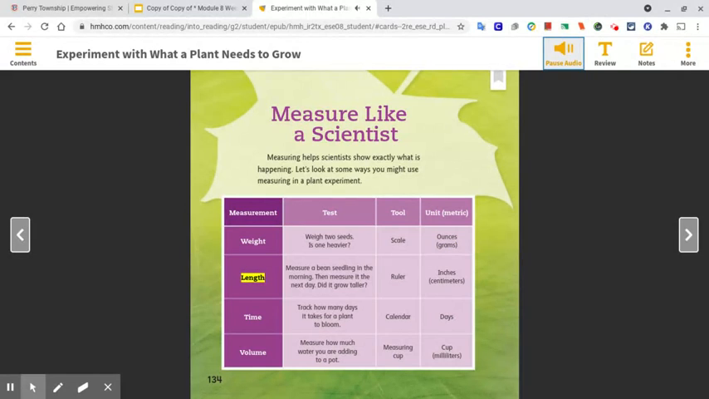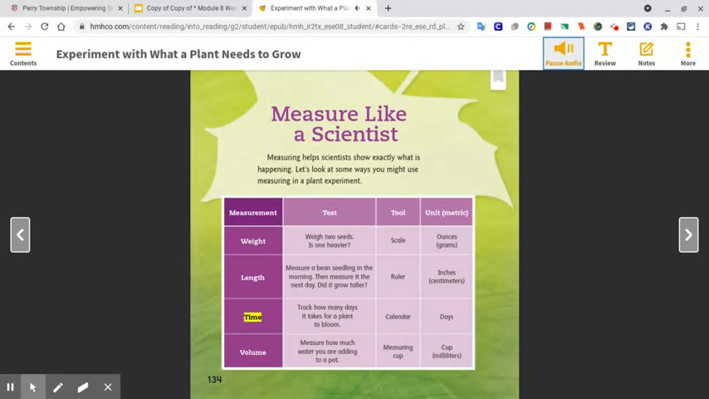Measurement, length, test. Measure a bean seedling in the morning. Then measure it the next day. Did it grow taller? Tool, ruler. Unit, metric, inches, centimeters.